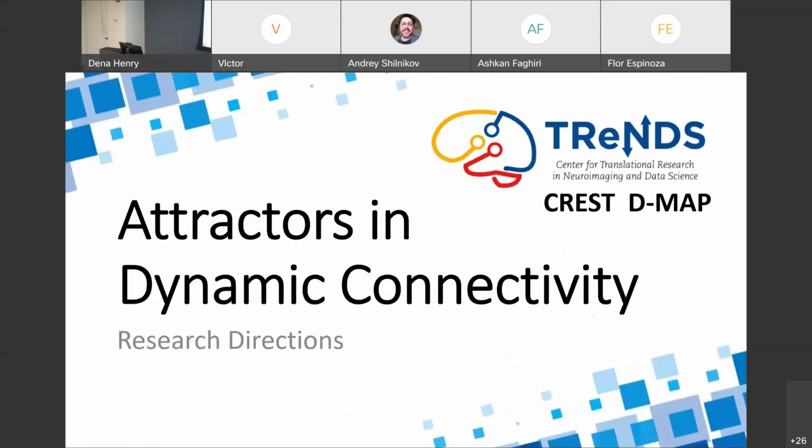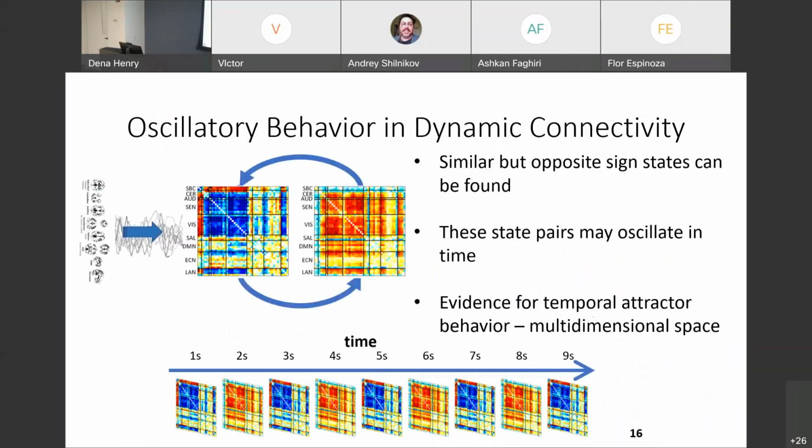So I'm just going to do a couple of examples of the research that we want to pursue in dynamic connectivity. One is that we have discovered that some of these connectivity patterns are sequentially oscillating in time. This was found in a study, and I forgot to put the reference.